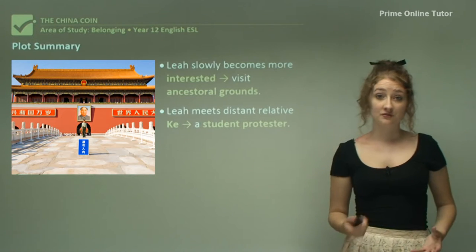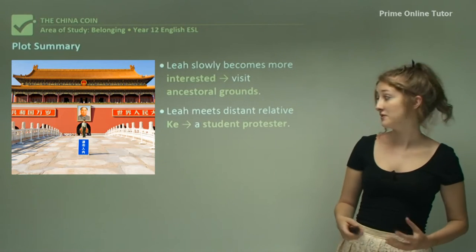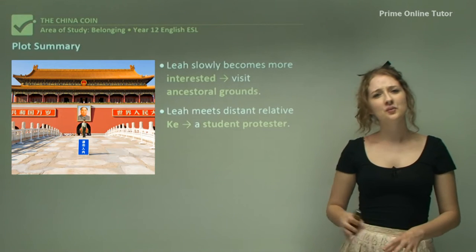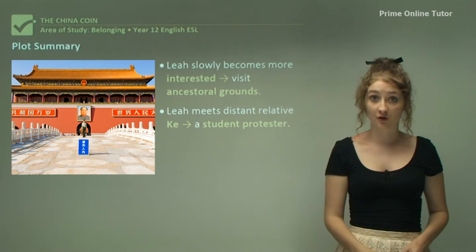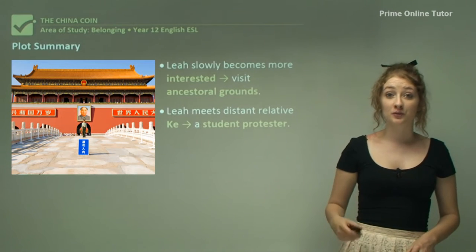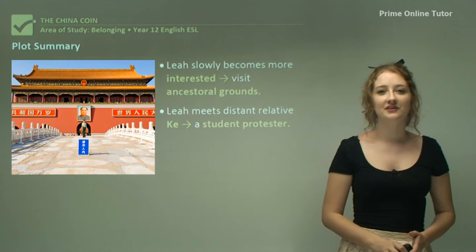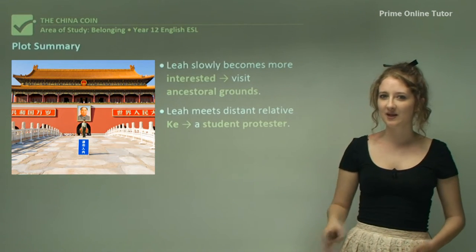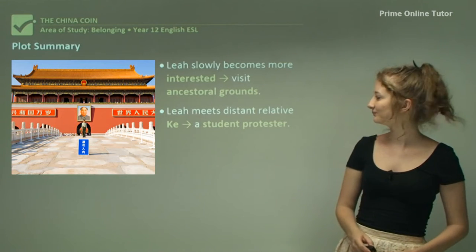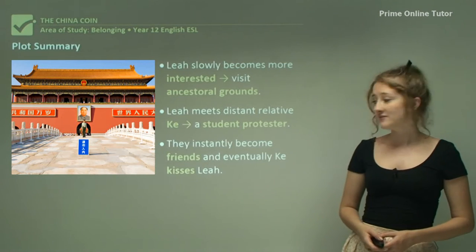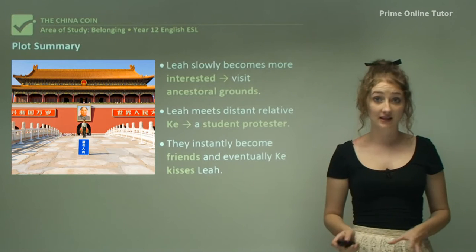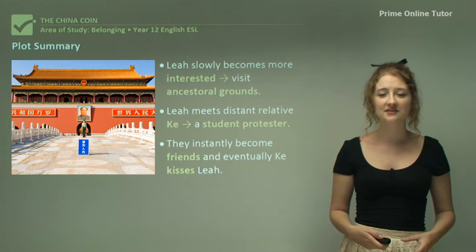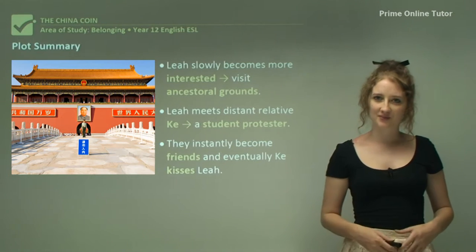Leah meets a distant relative who's a cousin, and his name is Ke, and he's actually a student protester. So this is where we really get the basis for most of the novel. This concept of the student protests which were occurring, which obviously later led to the Tiananmen Square incident, which we'll be looking at in more detail, and that happens at the end of the novel. So they instantly become friends, and eventually Ke actually kisses Leah. So we're leading to this growing friendship between the characters and developing that sense of belonging which people can share with each other.